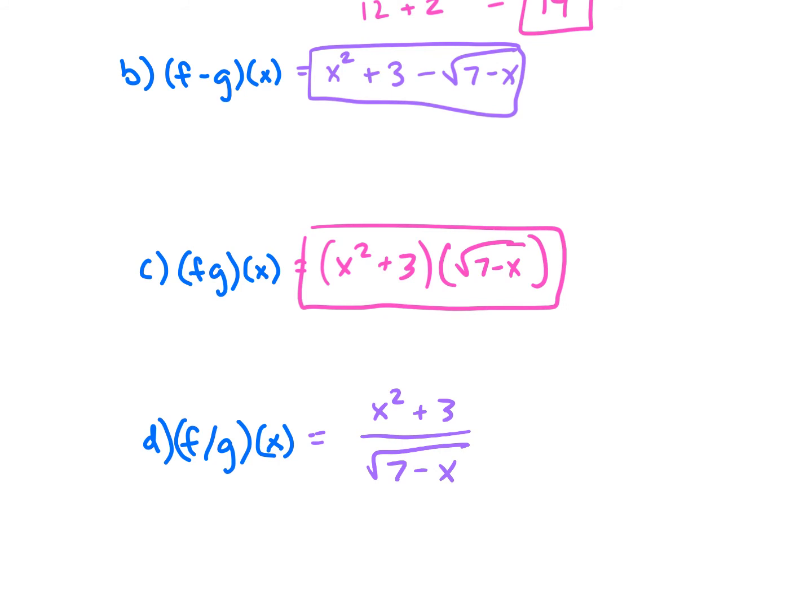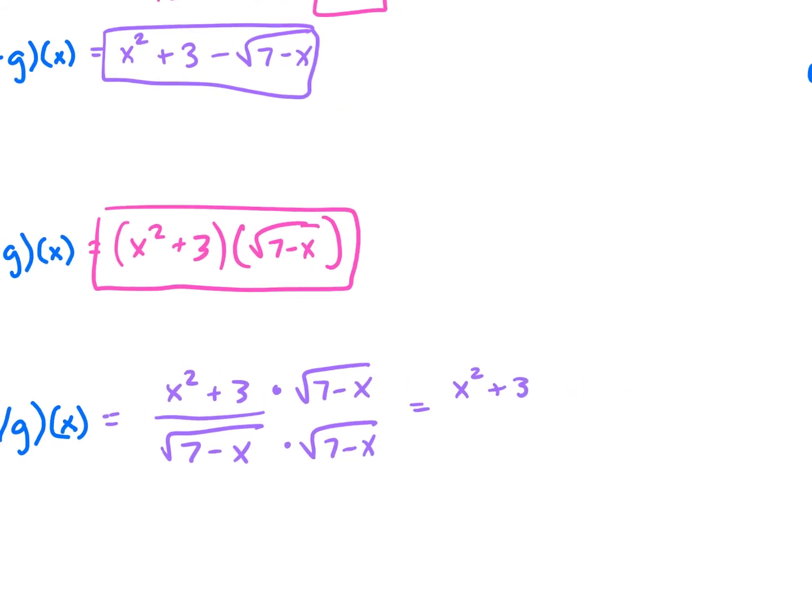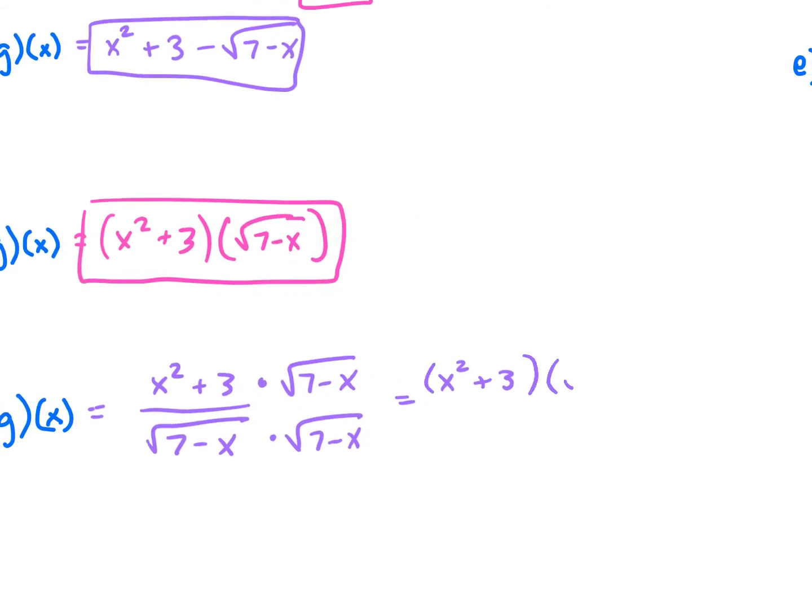Multiply the top and the bottom by the square root of 7 minus x. So I'm rationalizing because I can't have a square root in the denominator. So the top becomes x squared plus 3 times the square root of 7 minus x. And then what would the bottom be? 7 minus x. Just 7 minus x. And x cannot be 7.